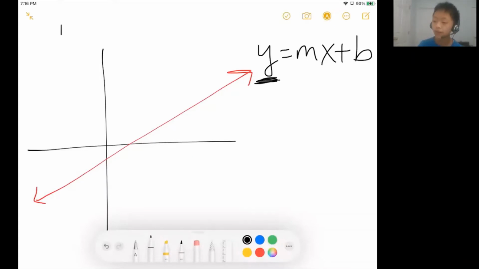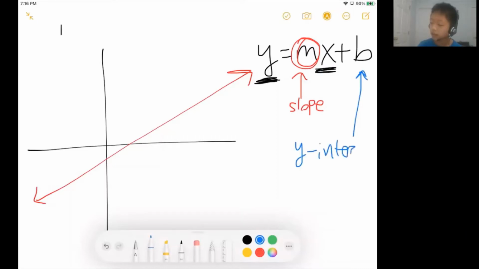Y simply represents the y coordinate of a point on the line. X represents the x coordinate of the same point on the line. M represents the slope of the line. And B represents something called the y-intercept of the line. So these are some important terms to know.